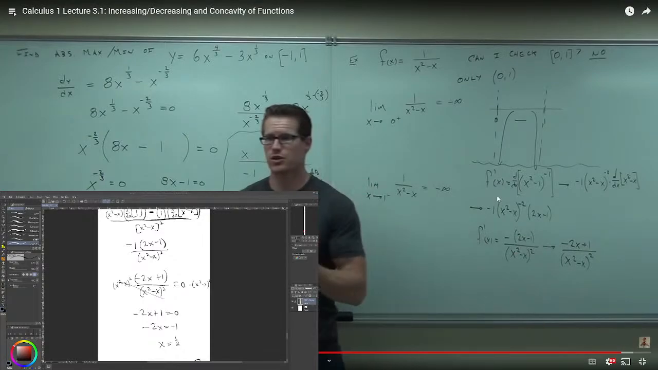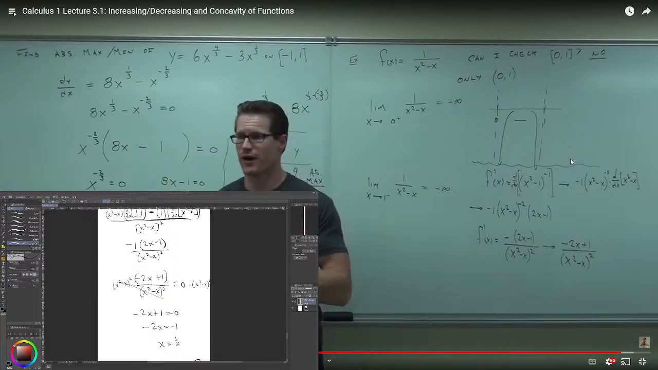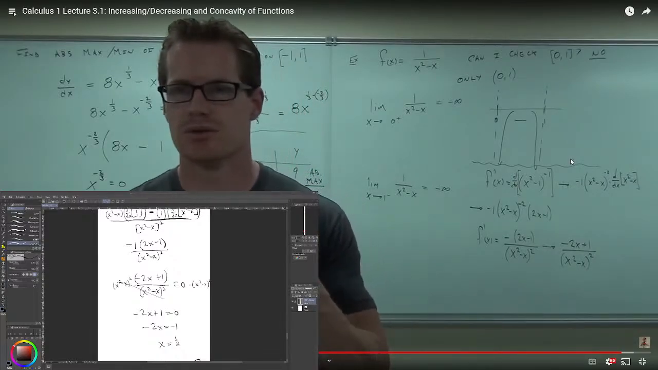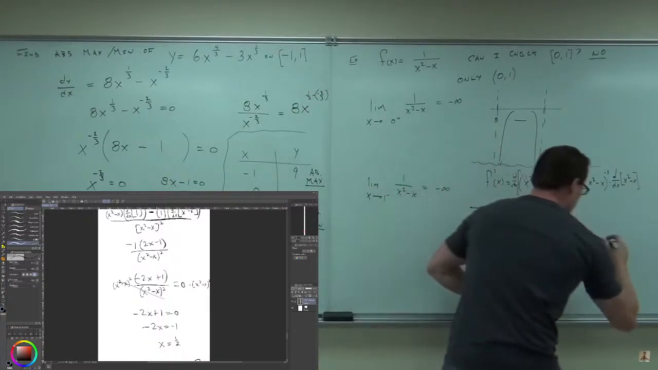What do we do with our derivative? Always pay attention to the order. What do you do first? Product rule? You put negative 1 and did the general power rule. So that we find our critical numbers, what do you set it equal to? Set it equal to 0.